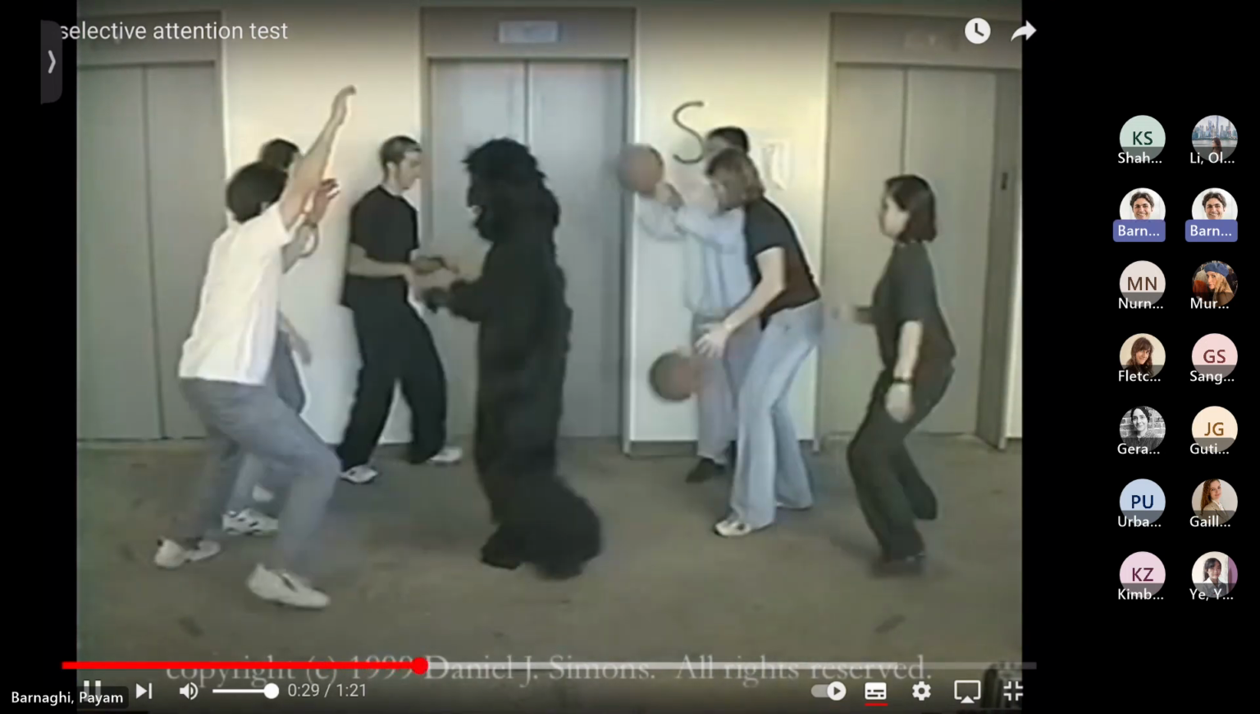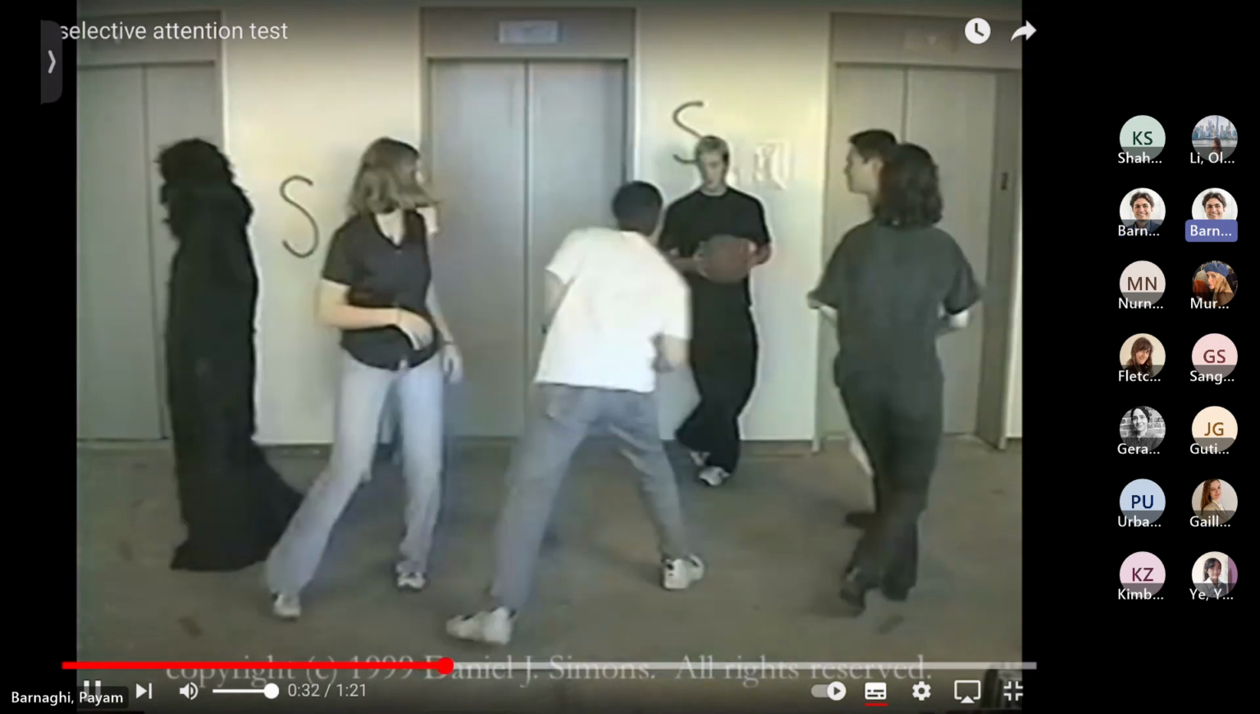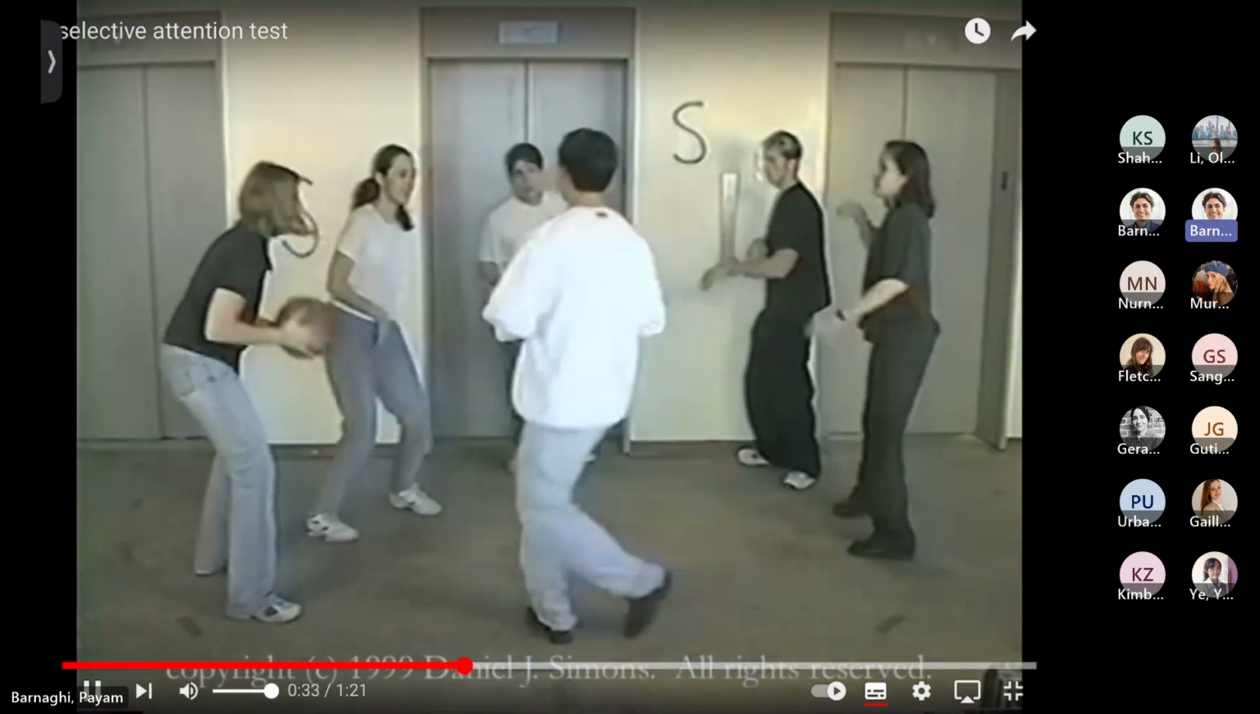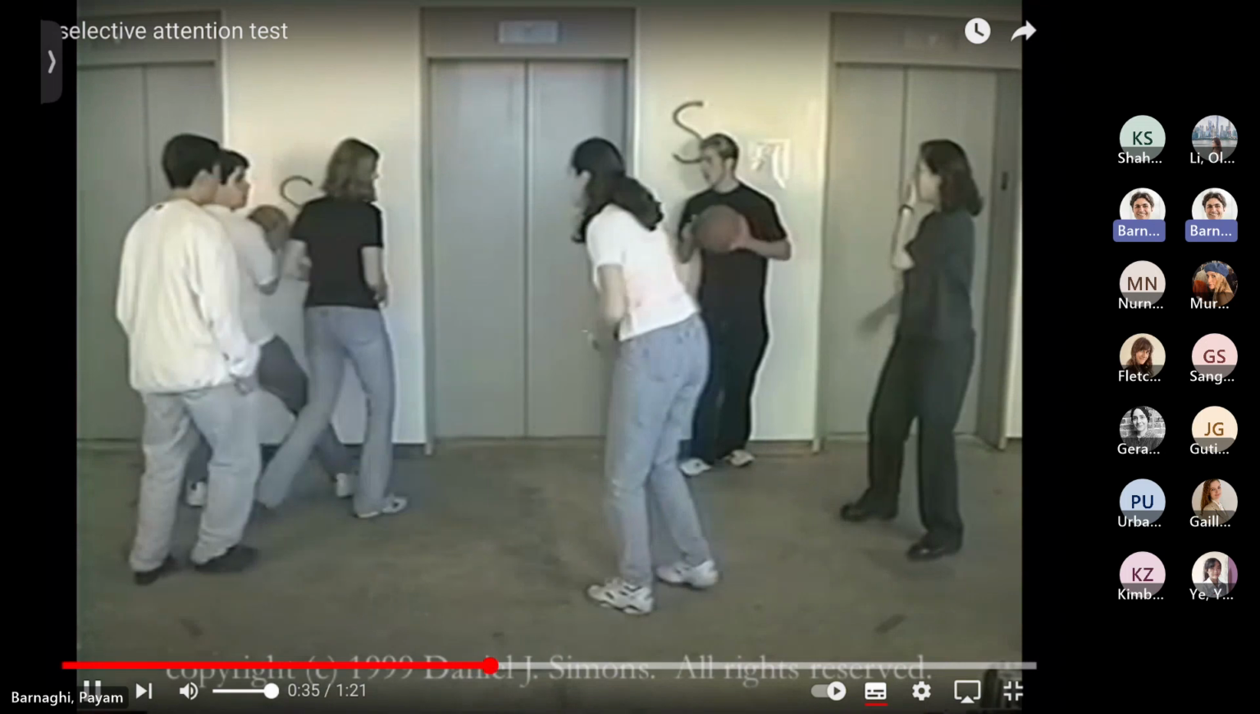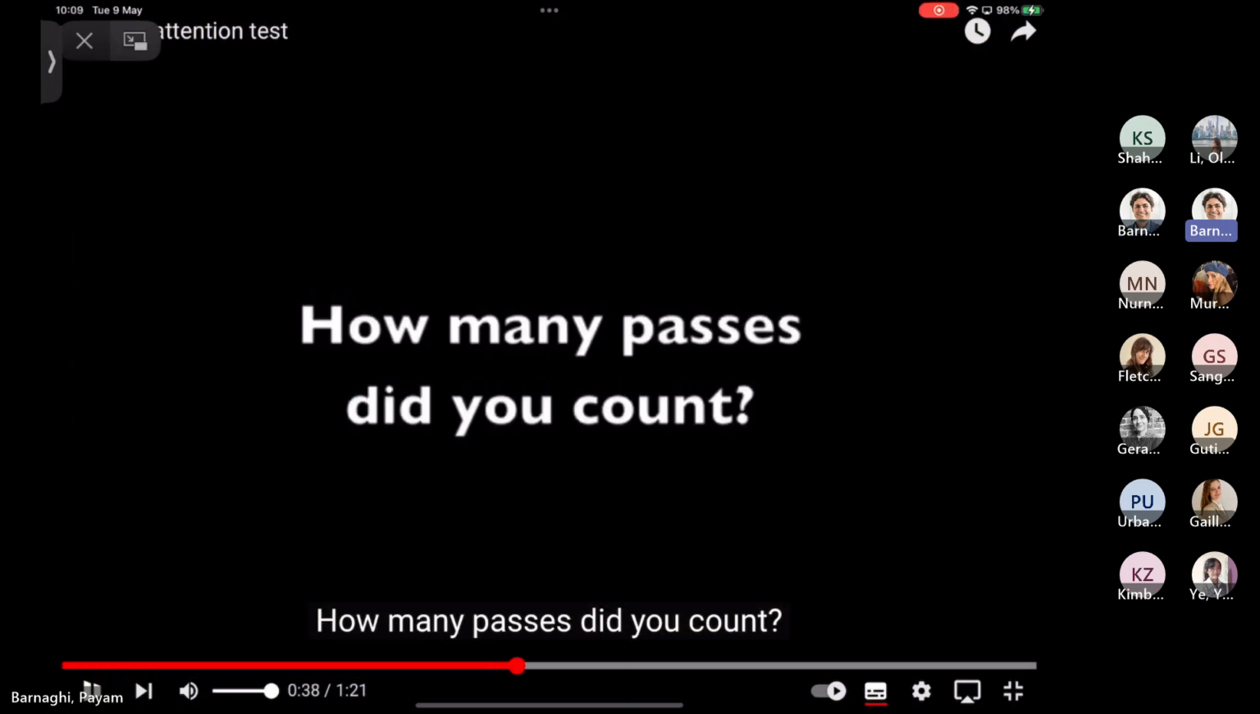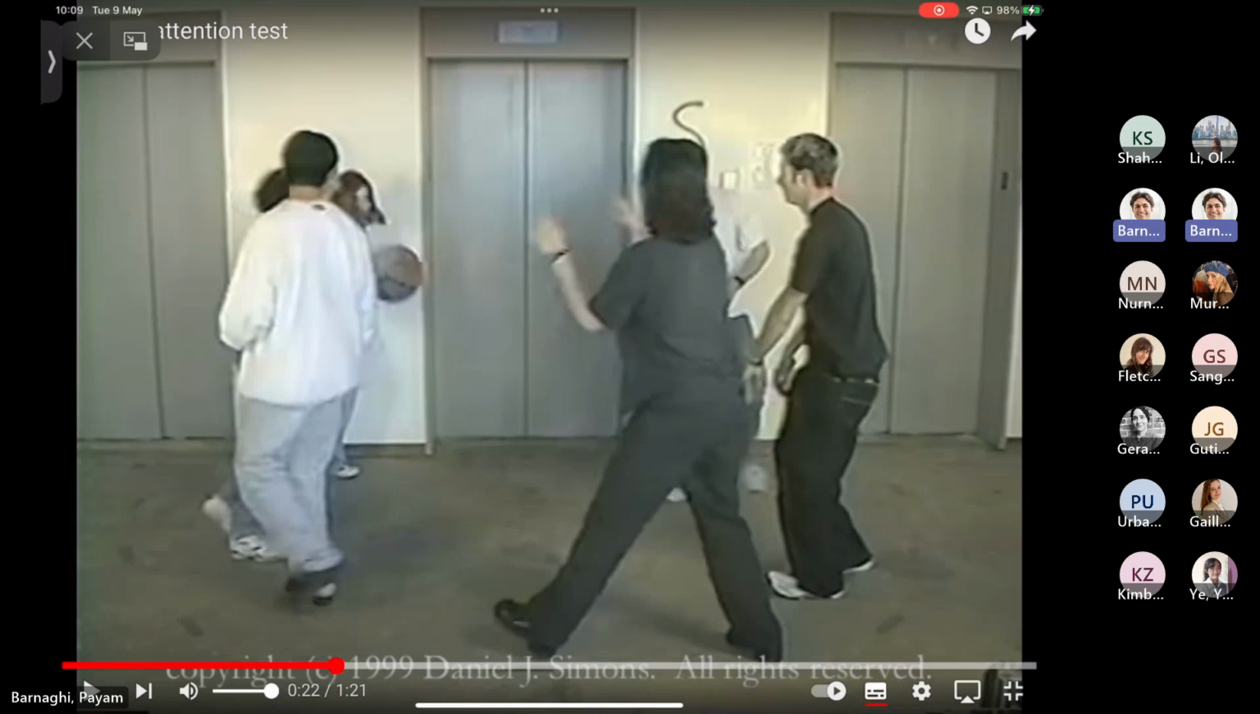No, I think the original version is much better. How many times are they passing the ball? Did you count how many times they did? Did you see the moon bear? Did you see a bear was walking on the screen? Did you see that? Have a look again.